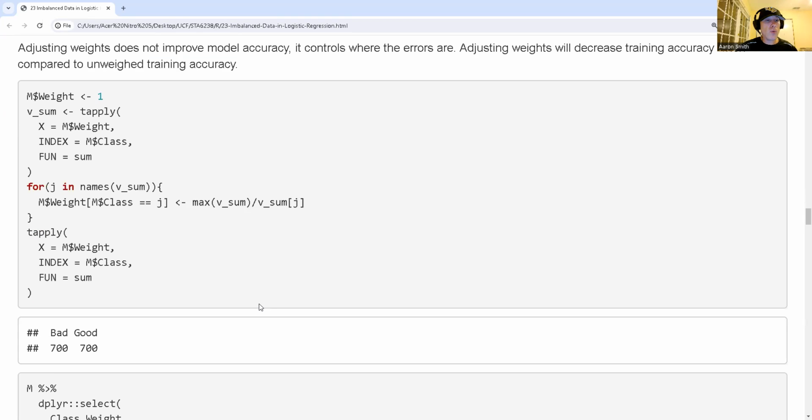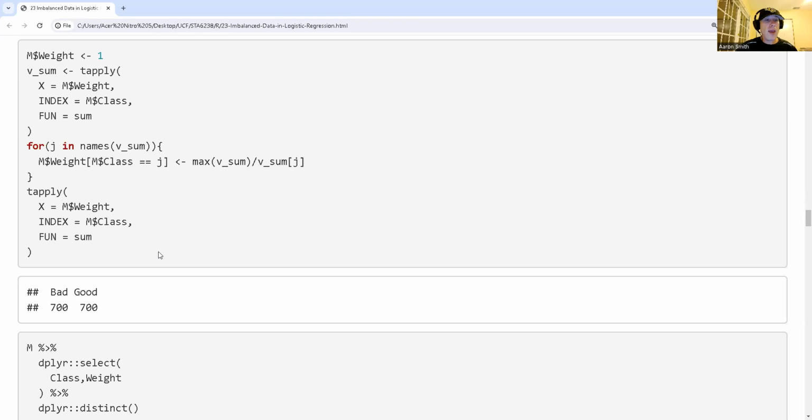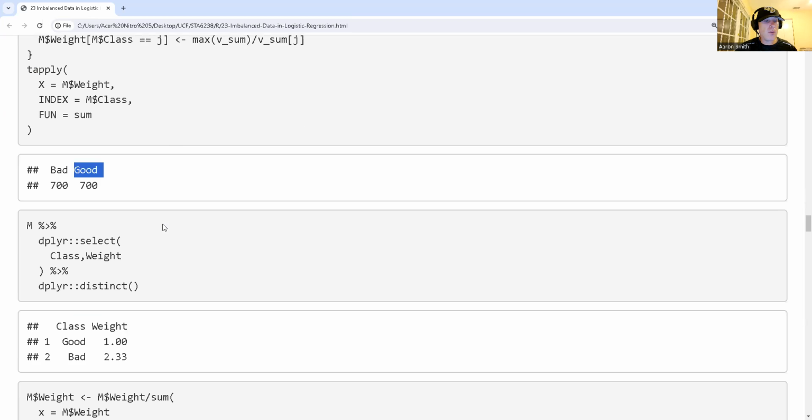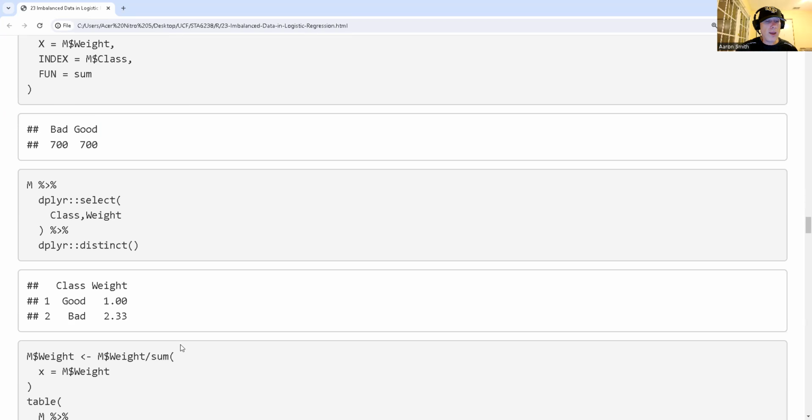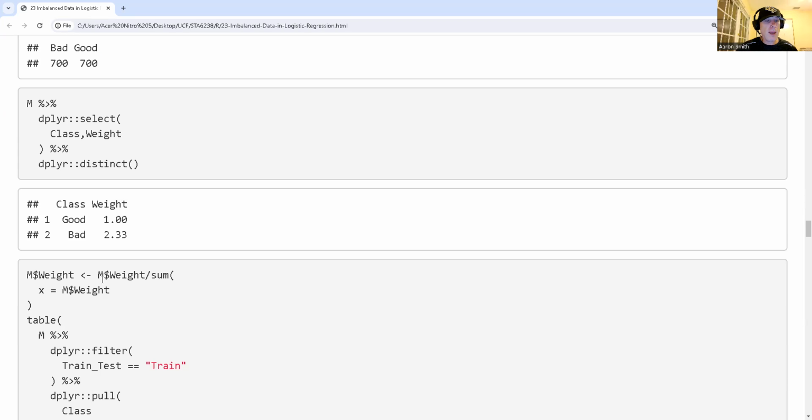All right, so I'm going to go through and adjust the weights so that the sum of the weights for bad and the sum of the weights for good are equal. And so we can see that good observations have a weight of 1, bad observations have a weight of 2.33. Now, what I just said is that you should adjust these weights so that they're a probability vector, and I'm doing that right here.